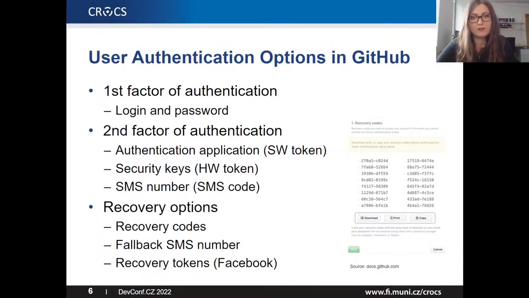Regarding recovery options, they are mandatory when at least one of the second factor methods is activated. The first one offered are recovery codes, a string of characters, you can see it in the picture on the right side. Then a fallback SMS number, and recovery tokens. This is how it's called in GitHub, but basically it's the interconnection with the account of one of the most used social networks, Facebook.